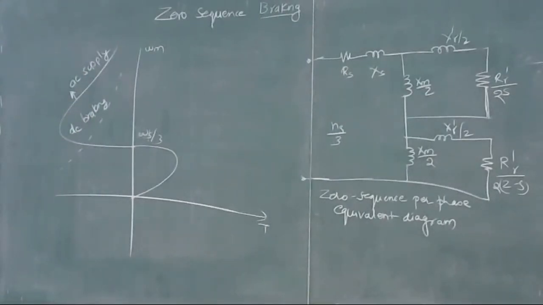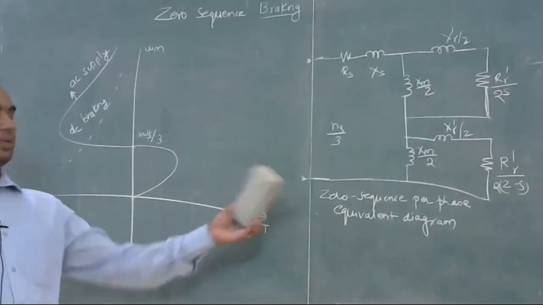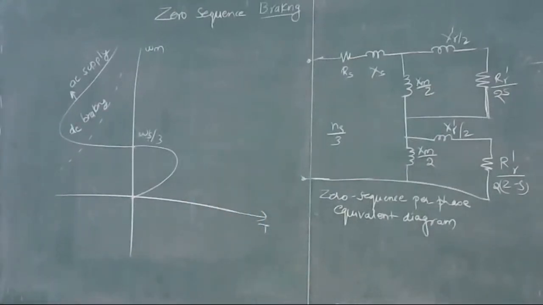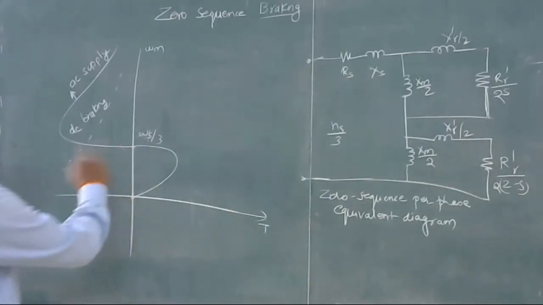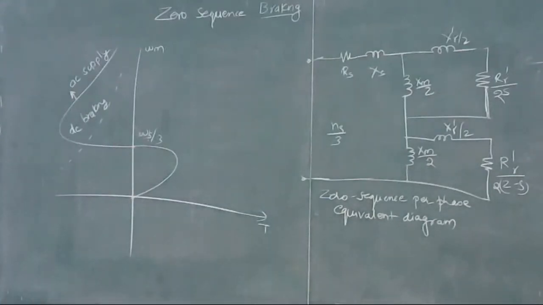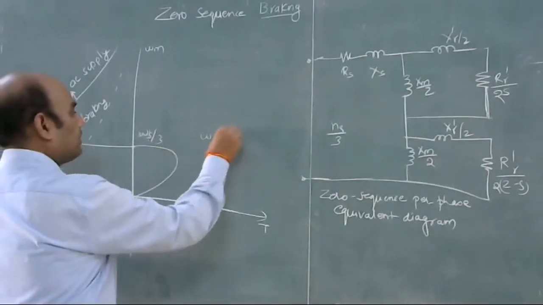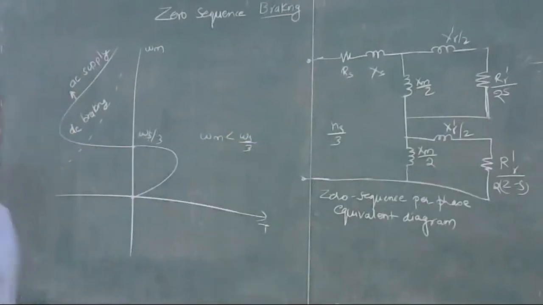So what are the advantages? The heating is more uniform, as all the windings are connected in series, and the full line voltage can be used without any serious overloading. Zero sequence operation produces motor torque when the speed omega m is less than omega s by 3. So this is the condition.